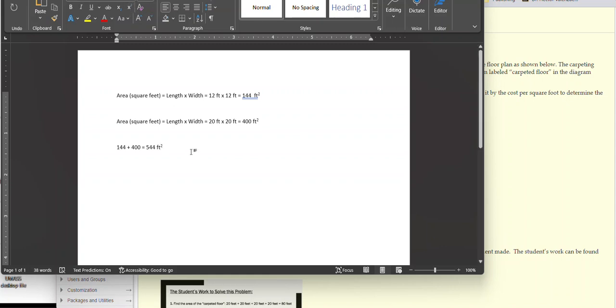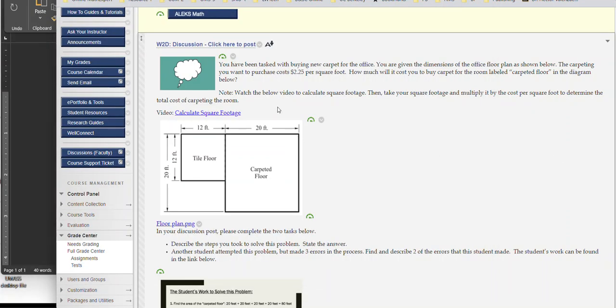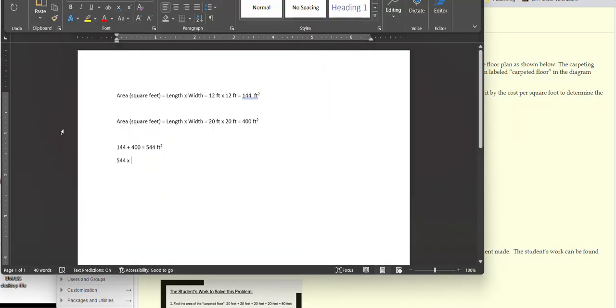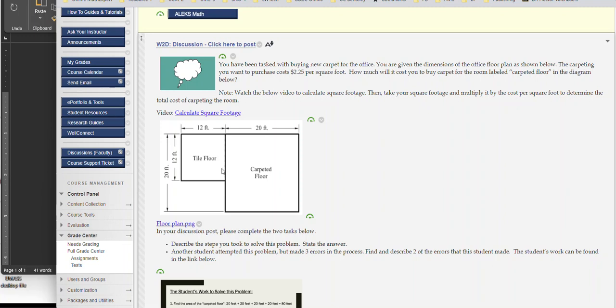And then what you have to do is multiply that 544 feet squared by the cost per square foot, $2.25 per square foot. That'll give you the total cost. This will give you the total cost to carpet both of these areas here, or to tile. Oh, carpeted floor. Oh, sorry.